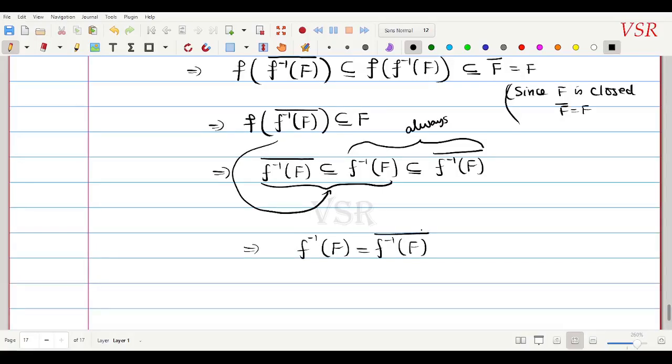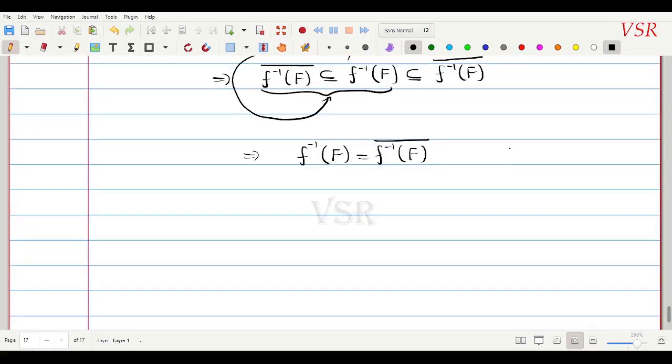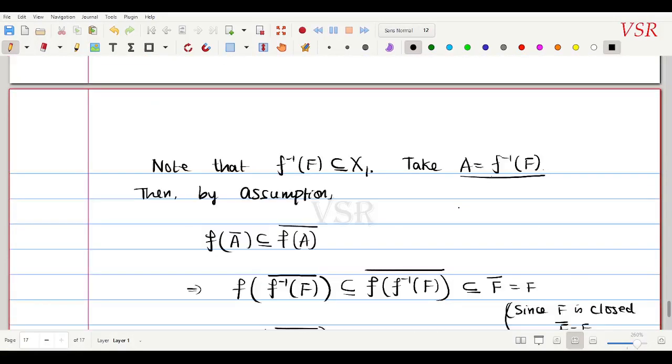அப்படின்னா என்ன அர்த்தம்? We know that E is closed if and only if E equal to E closure, படிச்சிருக்கோமா? அப்ப இங்க F inverse of F equal to F inverse of F closure. So this implies that F inverse of capital F is closed in capital X1. ஓகே, அவ்வளவுதான், முடிஞ்சு போச்சு. ஸோ நான் என்ன ப்ரூவ் பண்ணணும்?